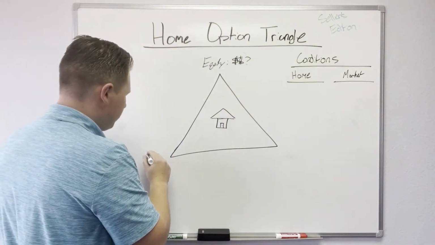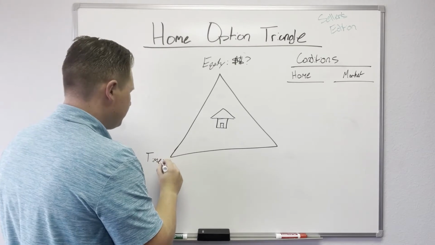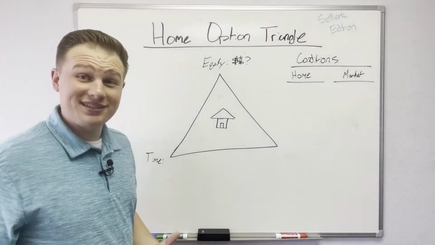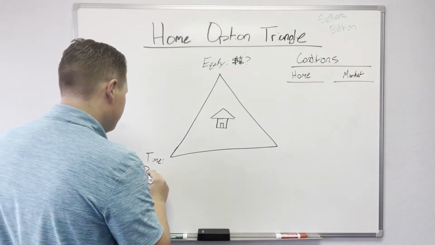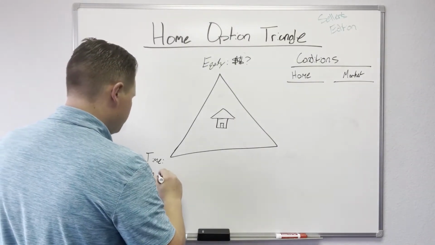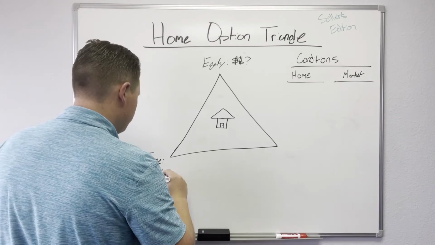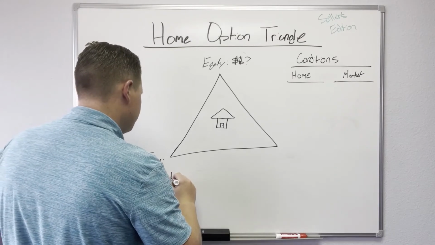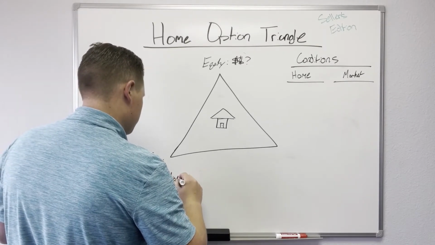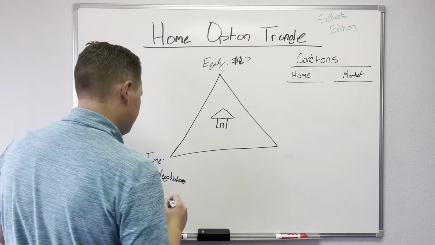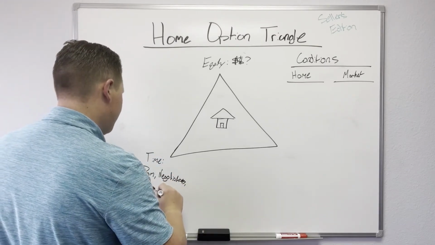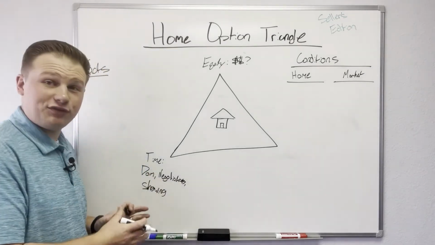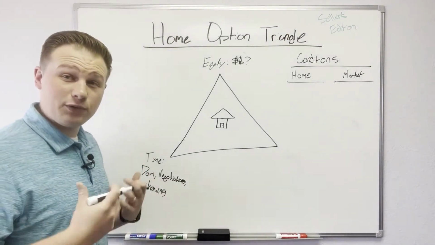Next point is going to be time. This is really how much time the house is sitting on the market, how much time you have to invest into it. So this might be days on market, this might be time invested into negotiations, this might be invested into showings, when you have to leave the house, and the time that you're just having to put into this transaction, how long it's sitting there, what you have to do, and all that kind of stuff.